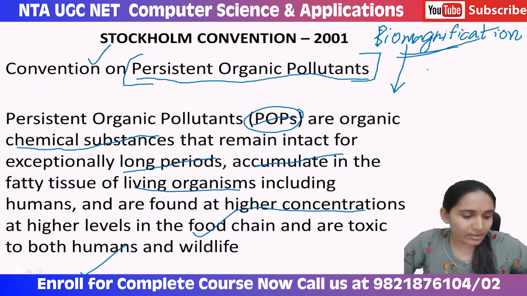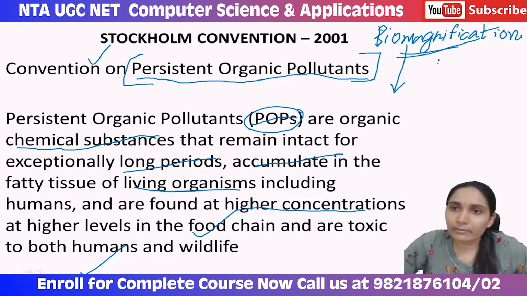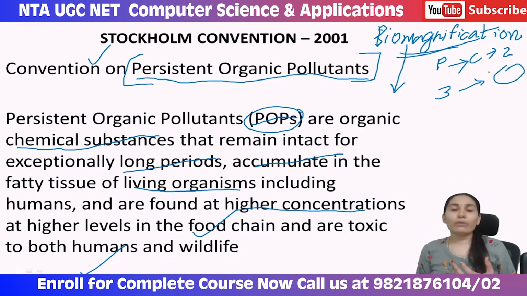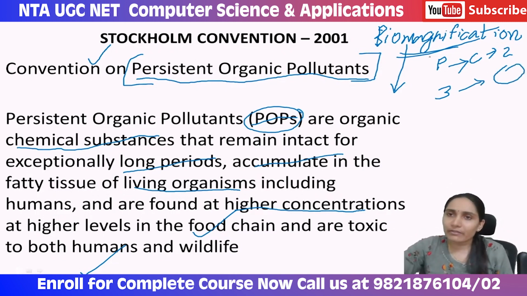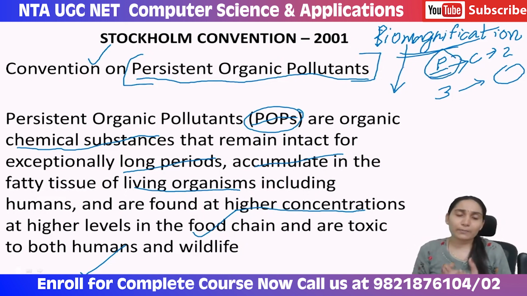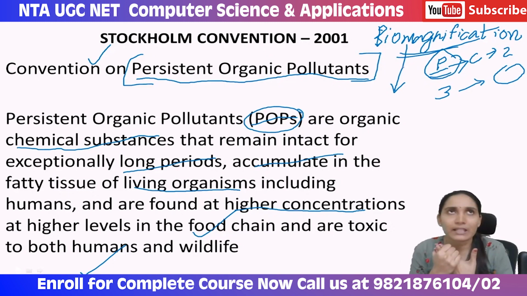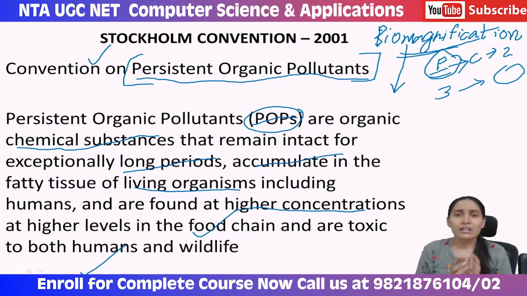So in a food chain, from the producer to the first trophic level, that is a primary consumer, to the secondary consumer, then to the tertiary consumer, and then finally it moves on. So what happens in biomagnification? Suppose the producer, which is a green plant, has consumed some organic pollutants. Some examples can be pesticides, insecticides, fertilizers. Then what happens?